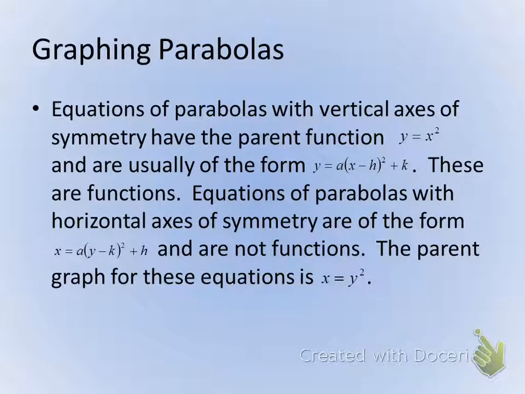Alright, so the one we just did, okay, this is important. The one we just did, the equations of parabolas with vertical axis of symmetry, have the parent function y equals x squared. Just like it's always been. Vertical axis of symmetry through your vertex. And they're usually written in the form y equals a parentheses x minus h quantity squared plus k. Just like it's always been. These are functions because they pass the vertical line test. Okay?